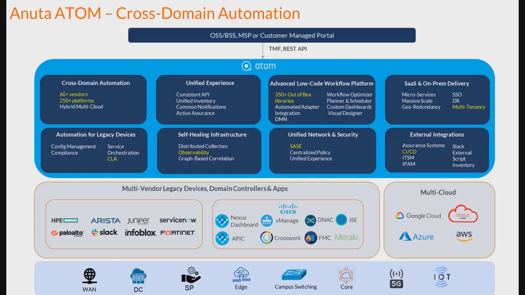Atom has an advanced low-code workflow platform with hundreds of out-of-the-box workflows and integrations. For devices that are not managed by any controllers, Atom provides complete lifecycle automation from day zero provisioning, config management, service orchestration, active assurance, and closed-loop automation. Atom is based on a microservices architecture with flexibility to deploy on-prem or on-cloud. Atom supports 250-plus platforms from 60-plus vendors. The Workflow Builder has 350-plus out-of-the-box libraries that simplify workflow creation.